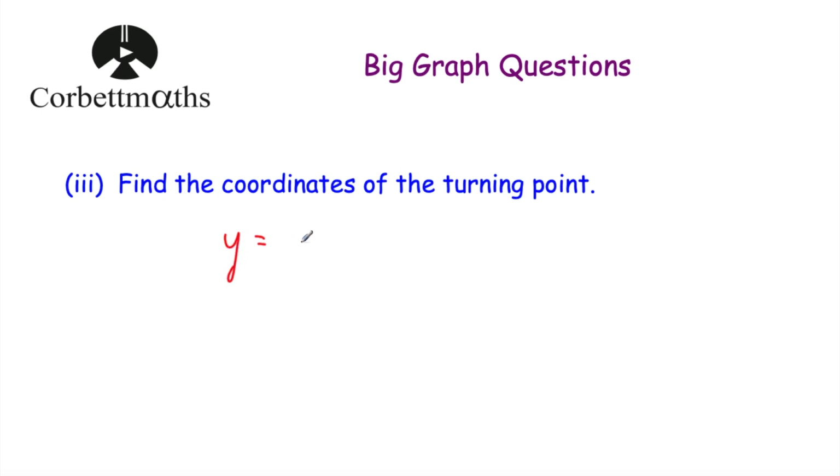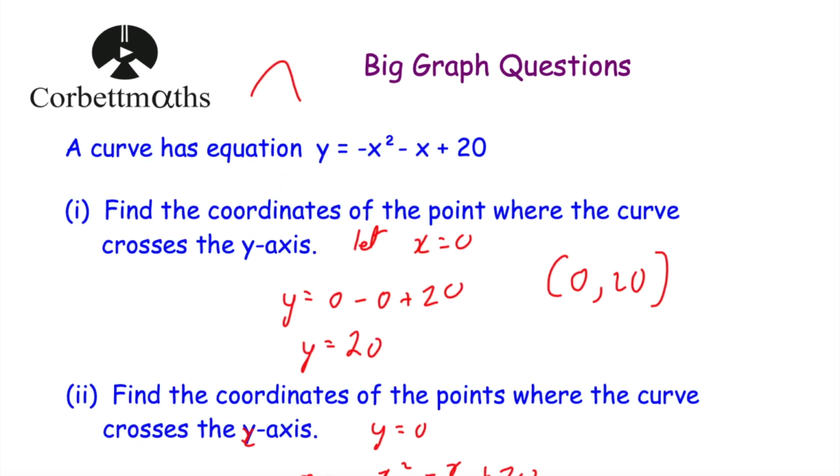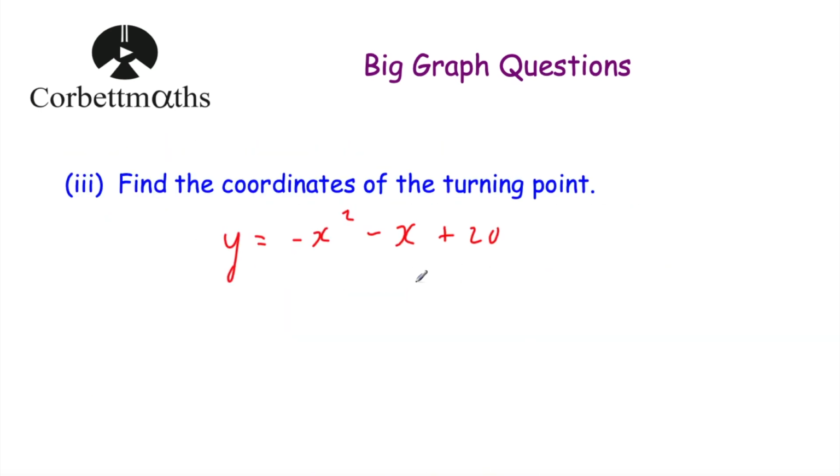So y was equal to, I'm just going to write the equation down again, minus x squared minus x plus 20. Just going to check that's what it was. And with these questions, sometimes they're spread over several pages, so you might need to go back to previous pages just to make sure and check what you've written down previously. So that's the equation of the curve. To find the coordinates of the turning point, and there's a whole video dedicated to that in Corbettmaths, feel free to have a look at that. But what we're going to do is we're going to differentiate it and put it equal to 0.